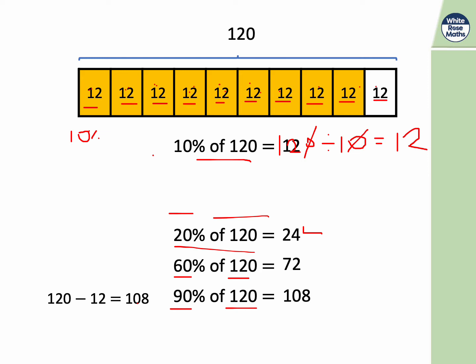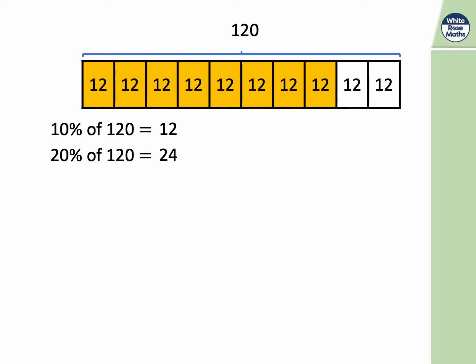So it did 120 take away 12, which is what I did in my head. Because 9 times 12 is the same as doing 120 take away 12. Because 1/12 is that, so 9/10 will equal 108. So these are our answers.